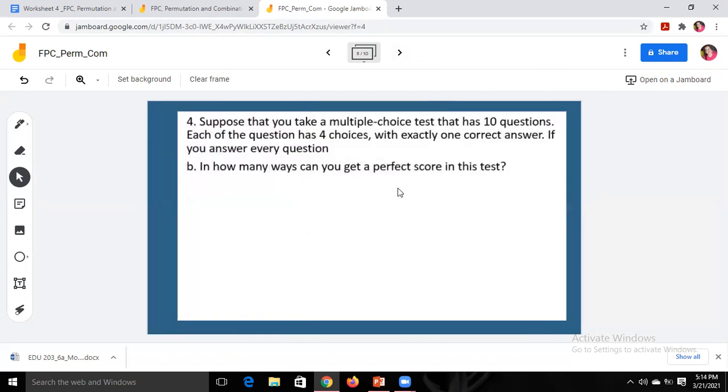Okay, same problem pa rin but different question. This time, ang tinatanong is, in how many ways can you get a perfect score in the test? So sabi dito, there's only 1 correct answer per question. So ang first question natin has 1 correct answer. Second question has 1 correct answer. And so hanggang makarating tayo ng 10th question. So that means you have 1 correct answer for each question. Okay, so 1 is our final answer.